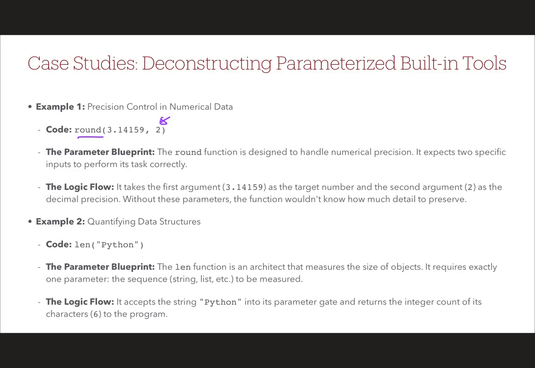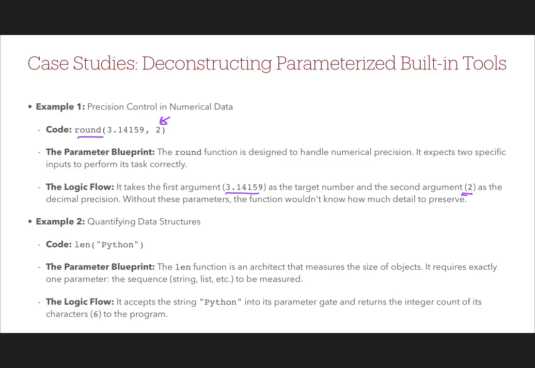And so the round function is designed to handle numerical precision, and it expects two specific inputs to perform its task. The first argument is the number you want to round. And the second argument is the decimal precision. That means I want to consider the rounding in the second place.